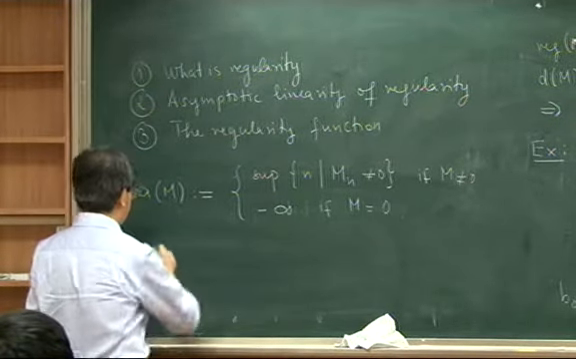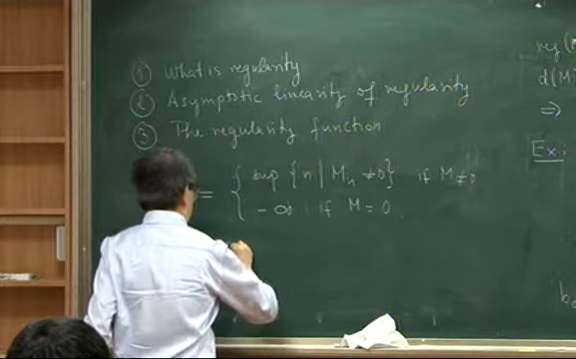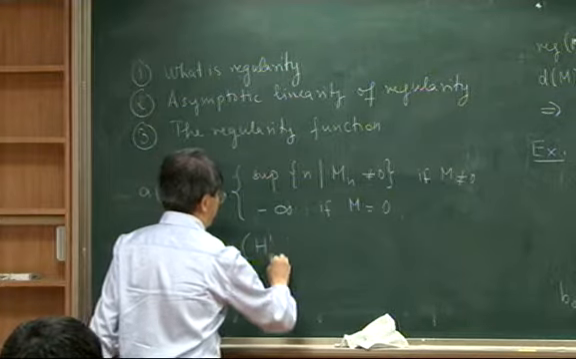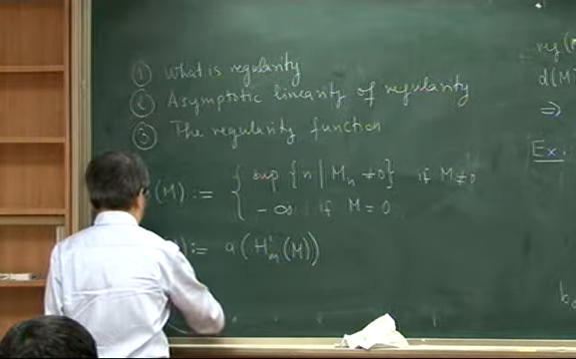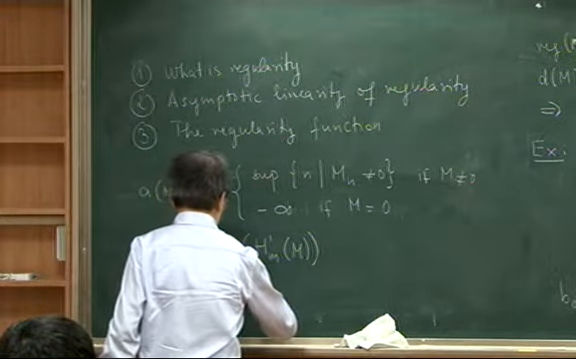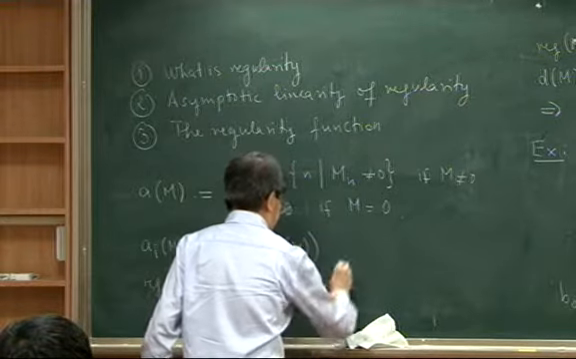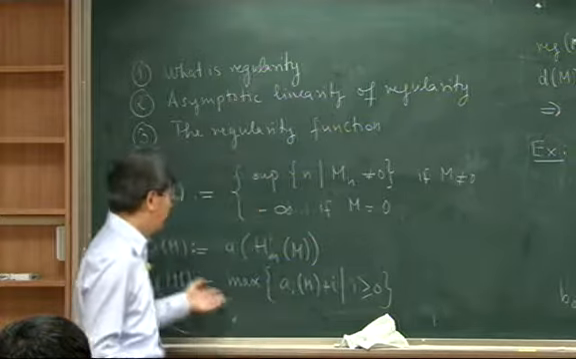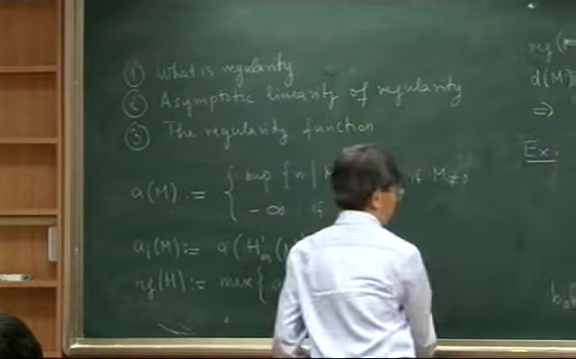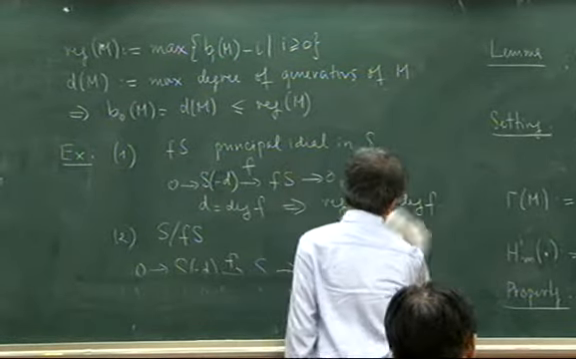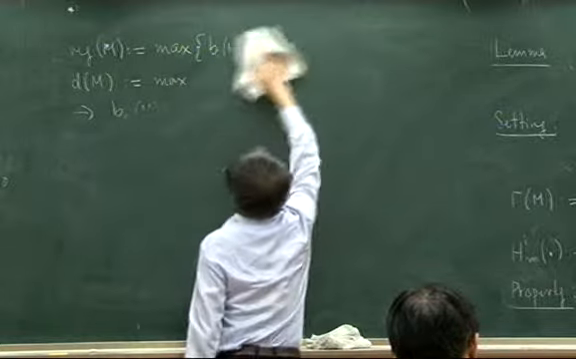And now, as in the talk of Trung before, I denote by a_i(M) the largest non-vanishing degree of the i-th local cohomology module. And then the regularity of M can be defined as the maximum of a_i(M) plus i, for i bigger than zero. And that is well determined because of these two properties. And this definition coincides with the definition in the case where we consider modules over a polynomial ring, and that comes from the graded local duality.